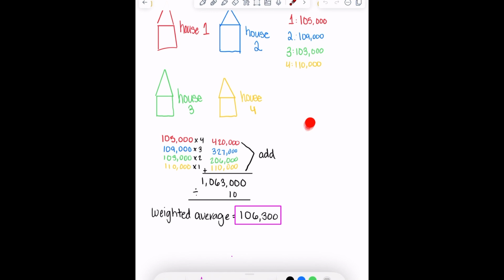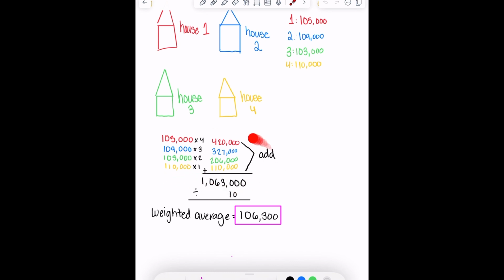So the first step is that they have to find four houses, and they have to rank them from 1 to 4. Okay. So the first house, which is house one, will be multiplied by 4, which will be 420,000. House 2 will be multiplied by 3, which is 327,000. House 3 will be 103,000 times 2, which will end up being 206,000. House 4 will be 110, and it's just multiplied by itself.